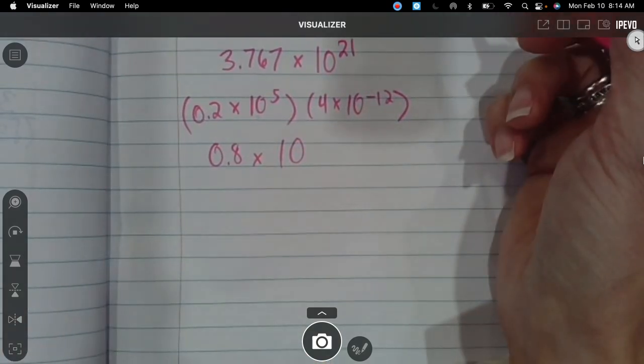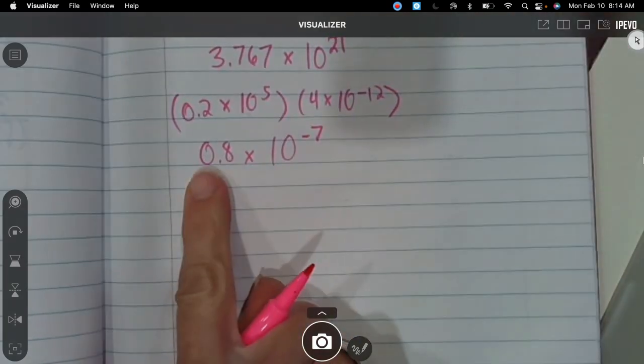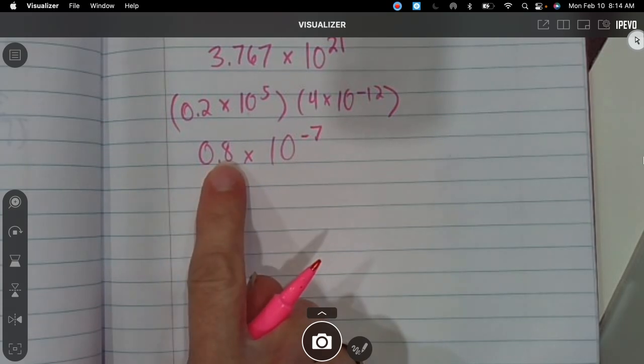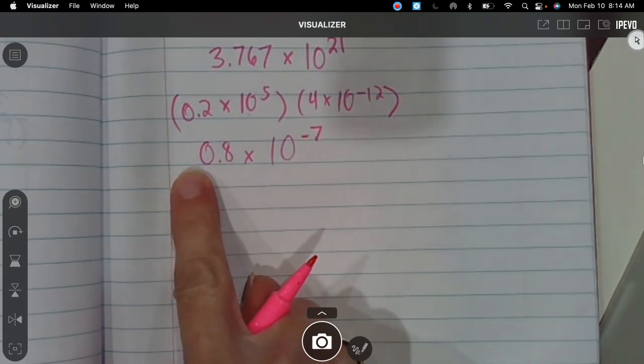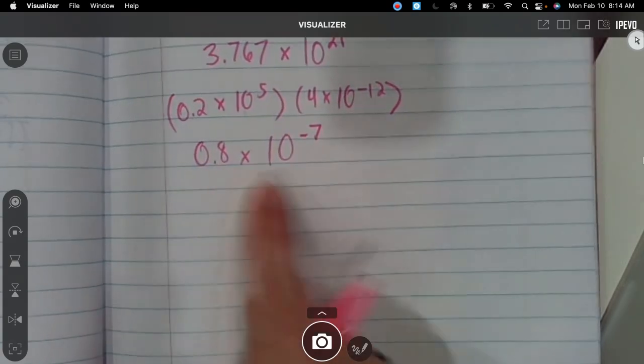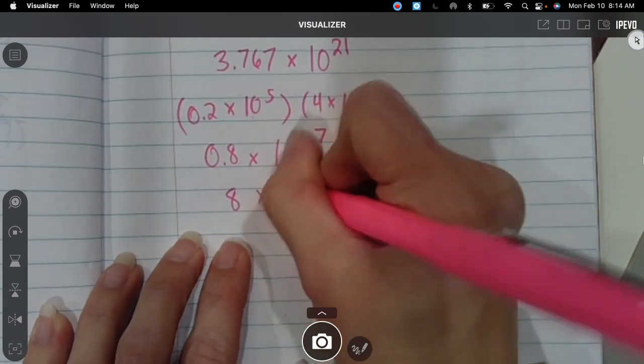Negative 7. Let's see. Now on this one, 0 doesn't count. 0 shouldn't be my number out in front of the decimal. I need a number that's not 0. So I have to move the decimal to the right. So it would be 8 times 10.